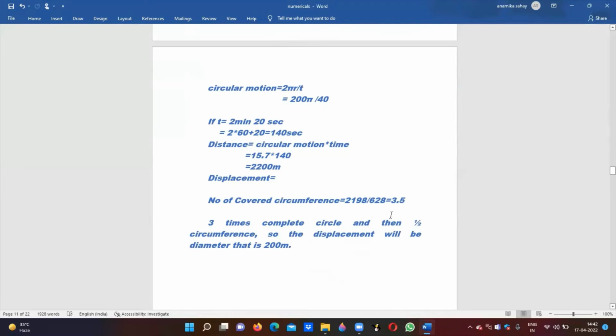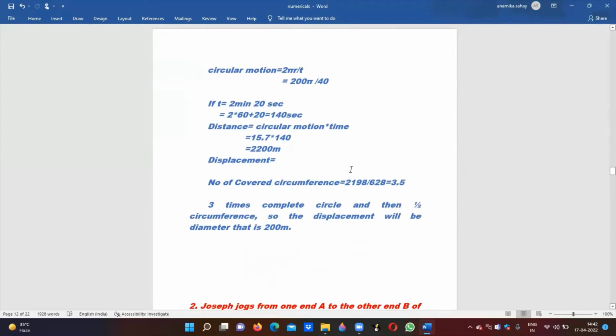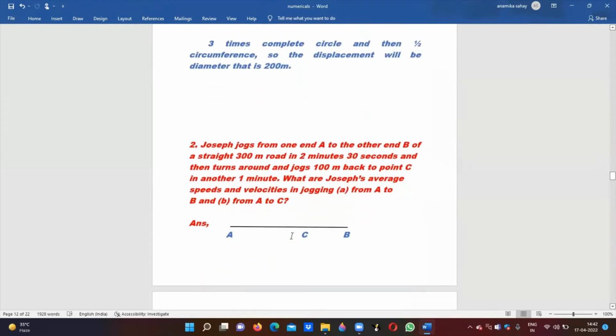It was just like the previous question, so it's the same. For three complete rotations the displacement is 0, but for the half rotation the displacement will be the diameter, and the diameter is 200. Now next question.